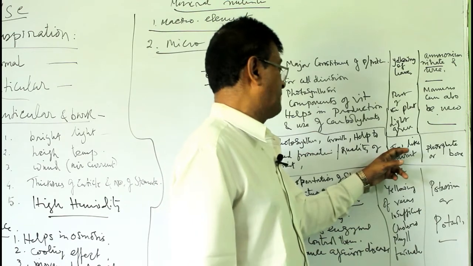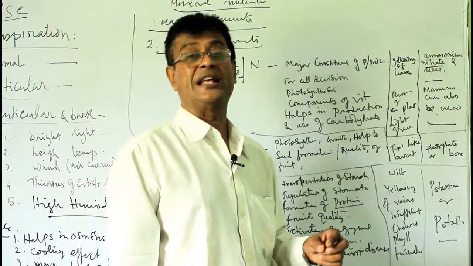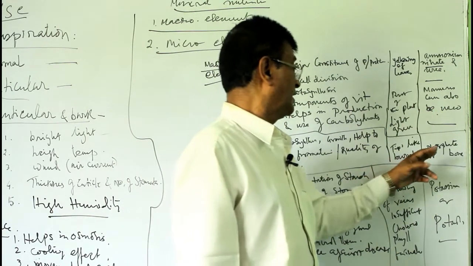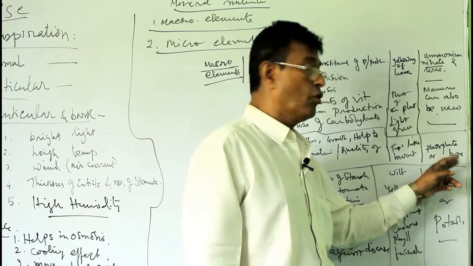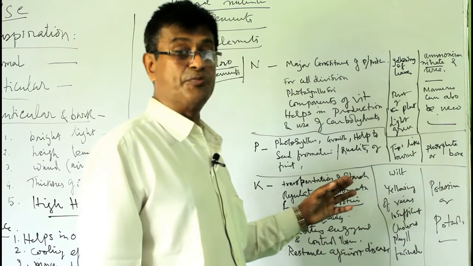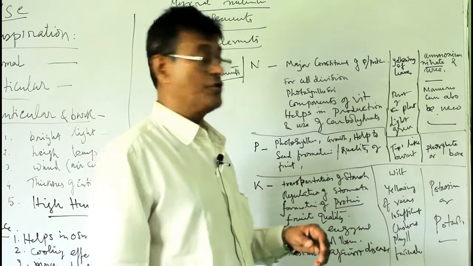You'll see that the tips of the plants will look like they are burned. And then what is the remedy? The phosphate or bone meal, or borax. These are the things to provide the nutrient to replace the phosphorus.